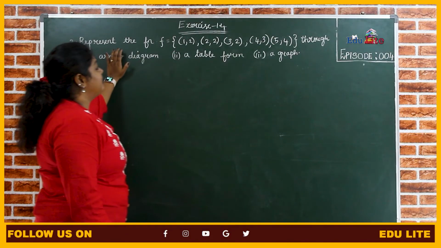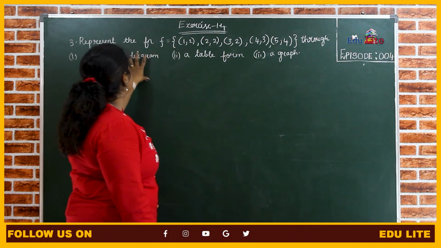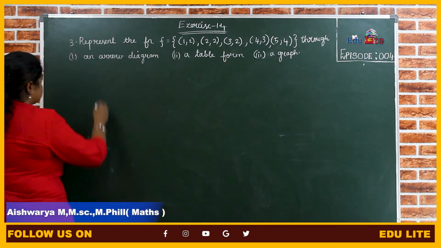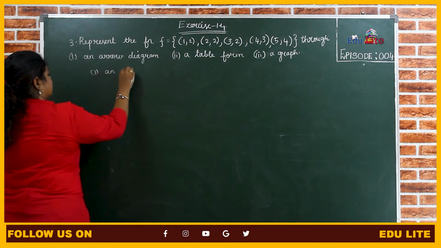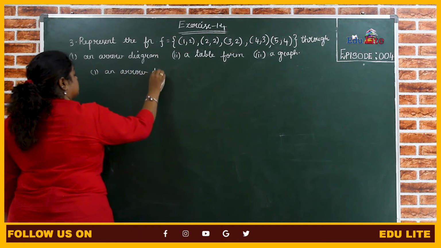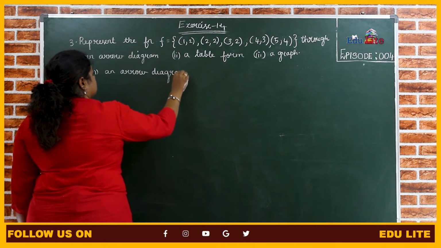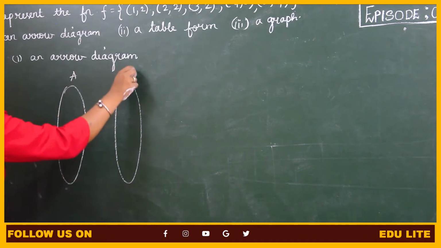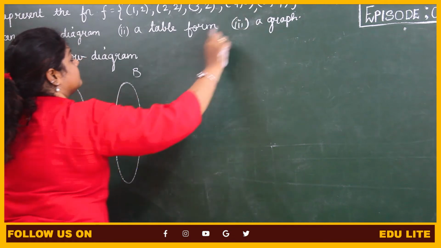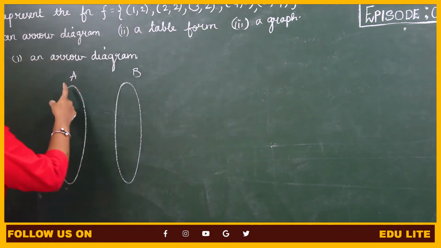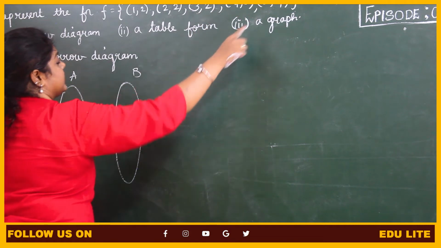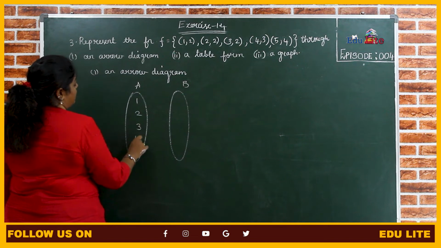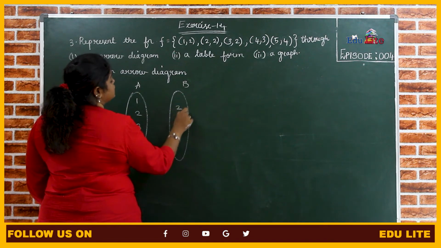So in the third problem we have to represent the given function through 3 types, that is in an arrow diagram, table form and a graph. Let us represent it. So first an arrow diagram. A, B, whereas values in the first place represents the values in A and the values in the second place represents the values in B.